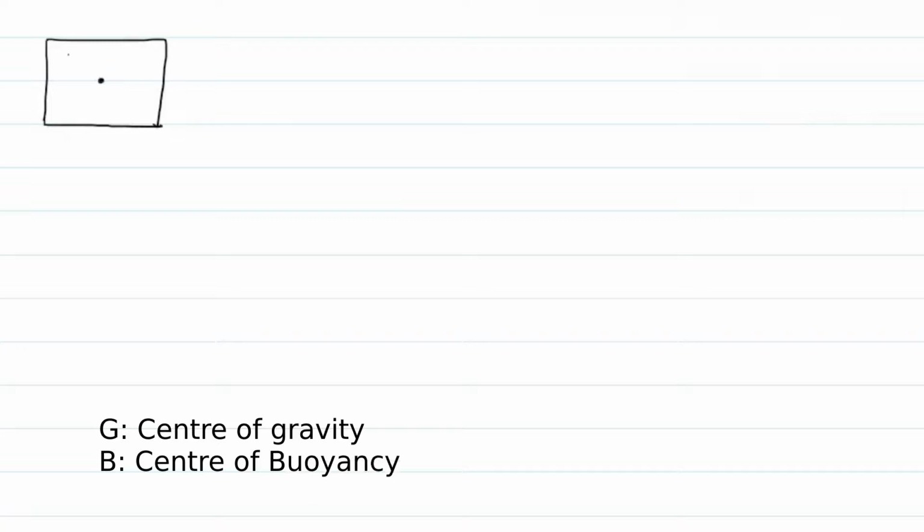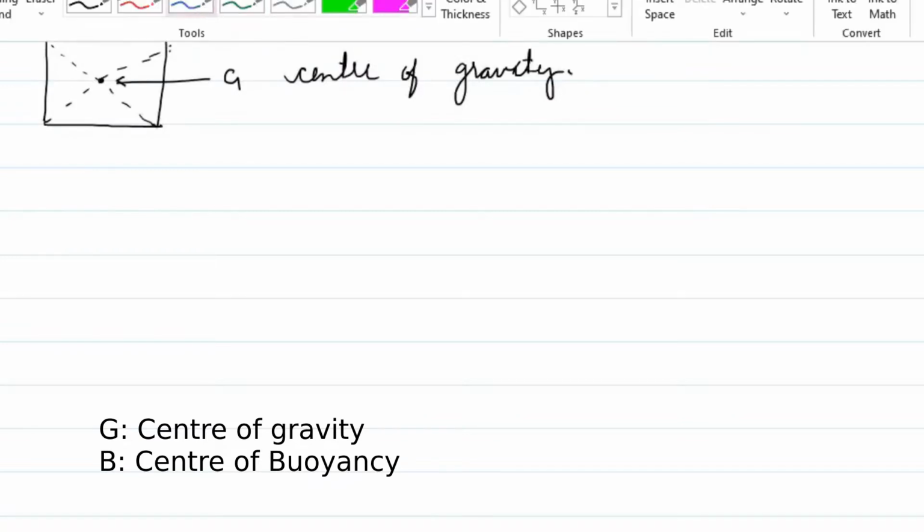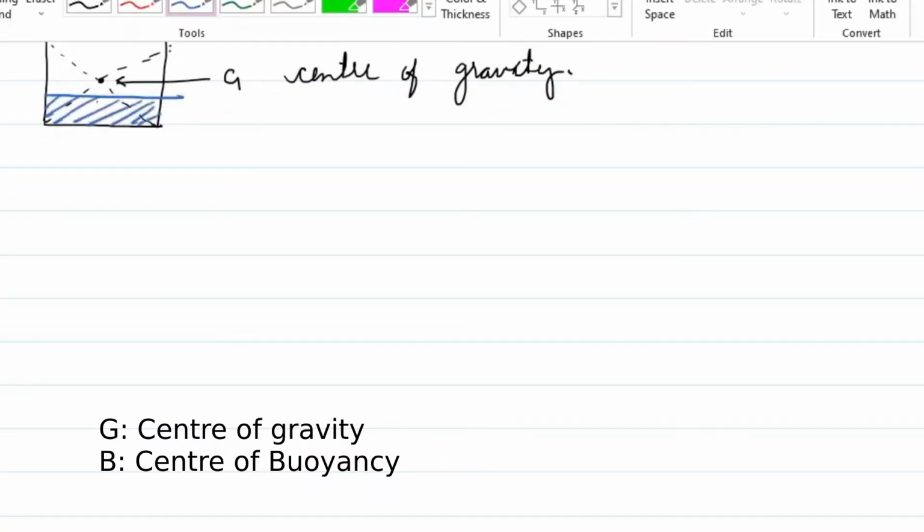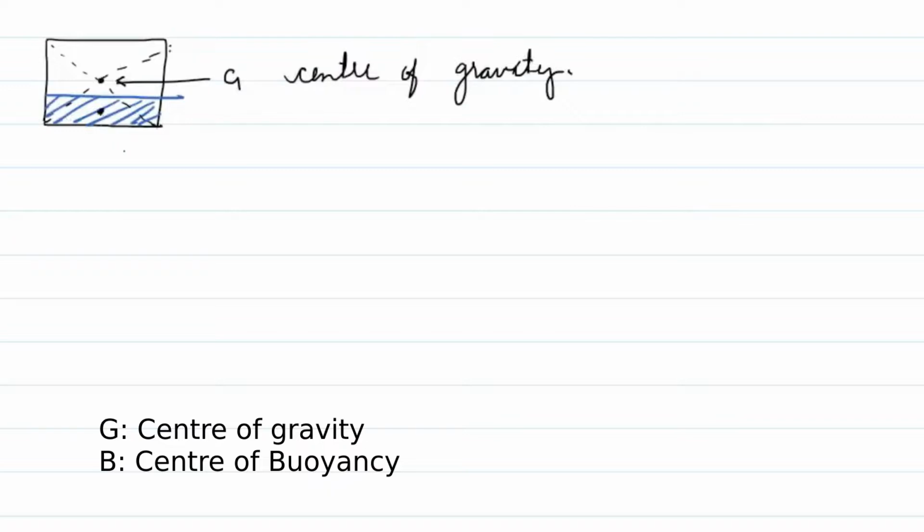This is the block. So the weight of the block acts at a point. Now that point is the meeting point of these diagonals. Now this point is called as center of gravity. Center of gravity. Okay. Now when this body is inside a liquid, let's say it is inside a liquid like this, there is a point over here. That point is called as center of buoyancy.